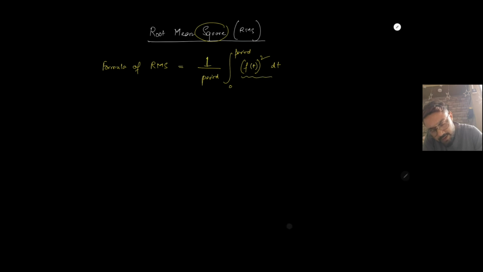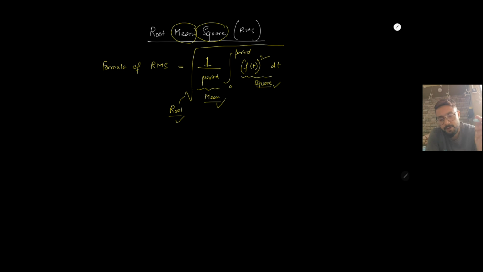And when we use the term 1 by period, what we basically do is we are taking the average. Okay, so this is basically the mean, and we'll keep a square root above it. So this is the root. Okay, basically the root mean square. Fine. So let's see if I have any periodic waveform or maybe a DC signal, how to find the RMS value.